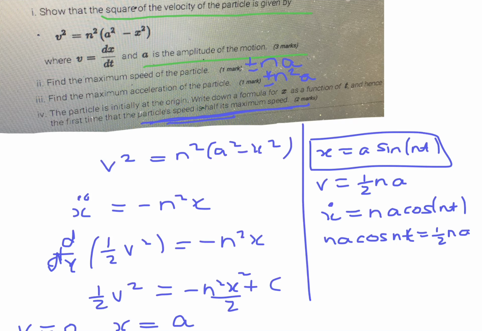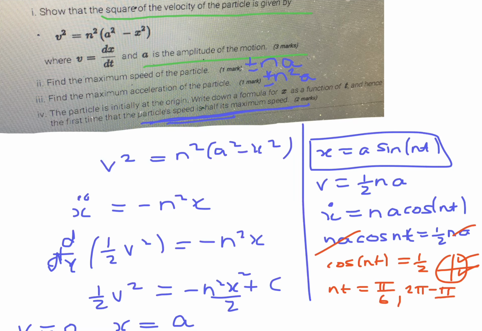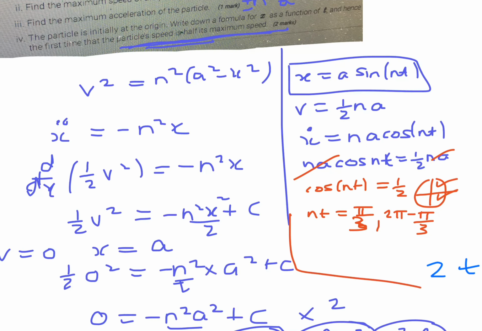So as you can see, the na's will cancel out. So you get cos nt equals a half. So cos is equal to half here and here, because that's where it's positive. So nt equals pi on 3, and 2 pi minus pi on 3, because it's 60. Cos is equal to half at 60.